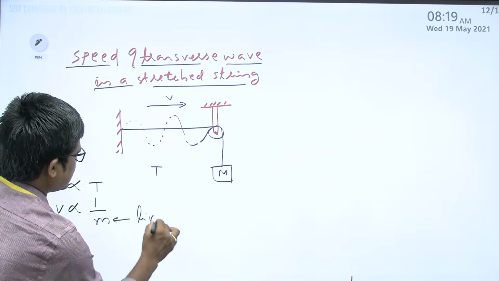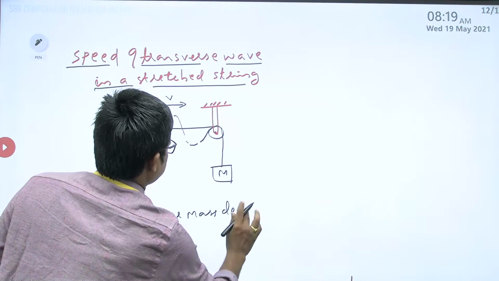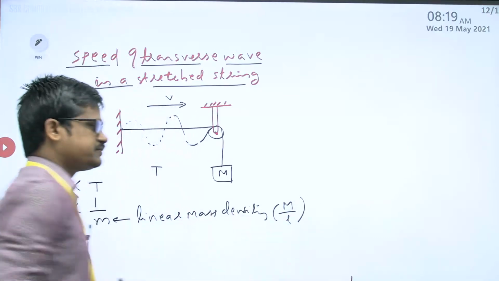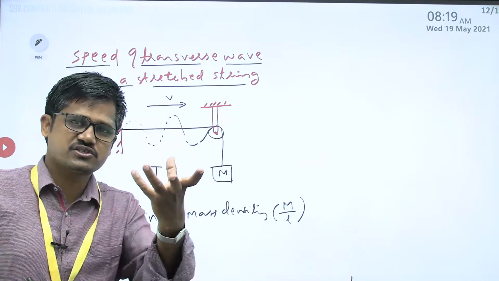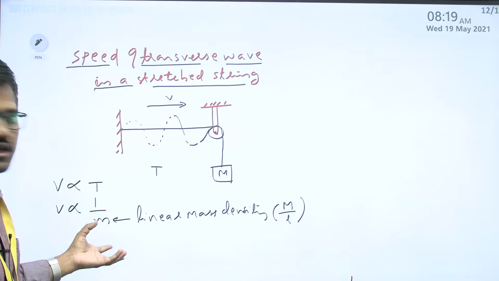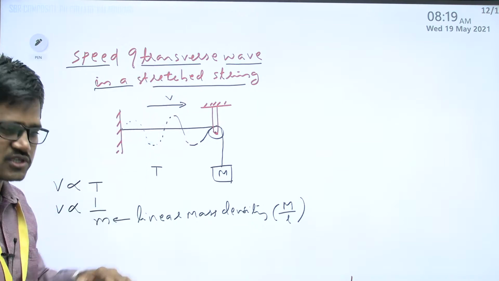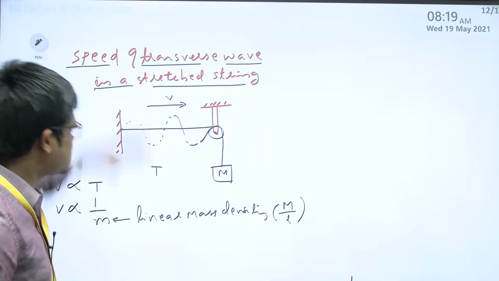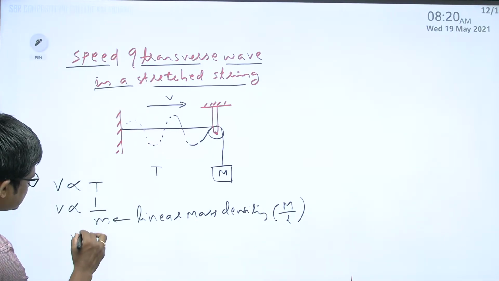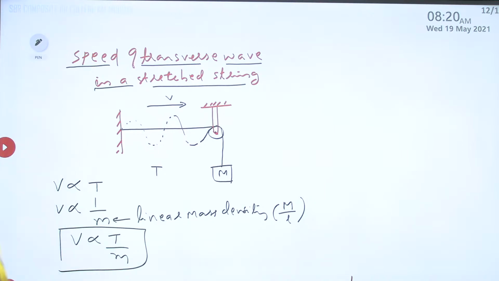Linear mass density means what? Mass per unit length: the total mass of the string divided by the length of the string. I mean the heaviness of this string. If the mass of the string is more, then ultimately it can obstruct more; this is an inertial factor. The more the mass per unit length, the speed of the wave will be less because it will oscillate slowly. The string will oscillate slowly, right or not? So by combining these two factors, I could say here the velocity is proportional to tension and inversely proportional to linear density.